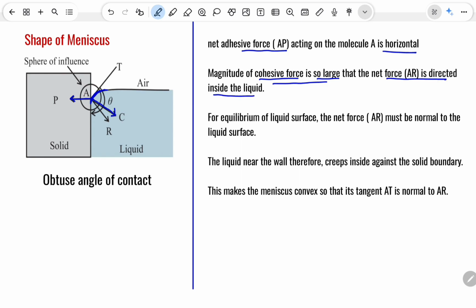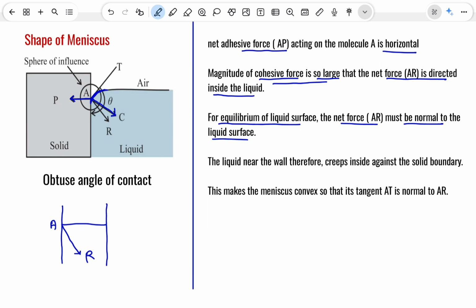While formation of concave meniscus, the net force AR was directed inside the solid. Over here, in the formation of convex meniscus, the net force AR is directed inside the liquid. Okay, so we saw the condition for equilibrium in concave meniscus. The same equilibrium condition is used in convex meniscus, which is for equilibrium of liquid surface, the net force AR must be normal to the liquid surface. So initially, the liquid surface is flat and AR is directed like this. Therefore, the net force AR is not perpendicular to the liquid surface.